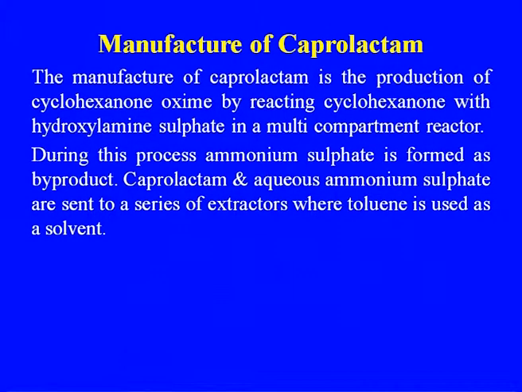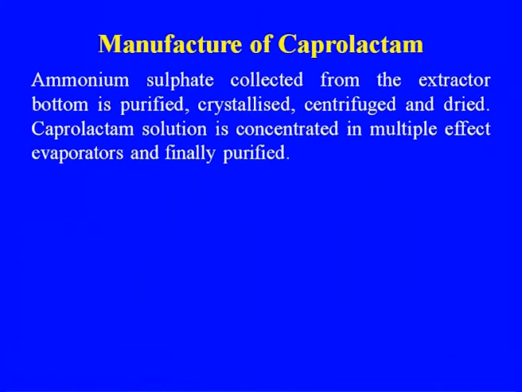Caprolactam and the aqueous ammonium sulfate are sent to a series of extractors where toluene is used as a solvent. Ammonium sulfate collected from the extractor bottom is purified, crystallized, centrifuged and dried. Caprolactam solution is concentrated in multiple evaporators and finally purified.